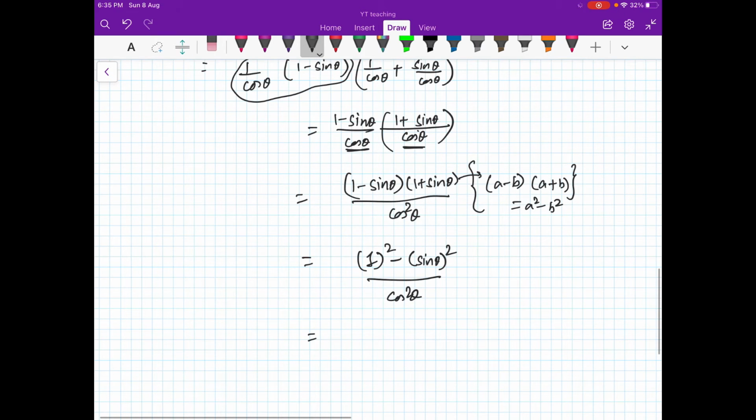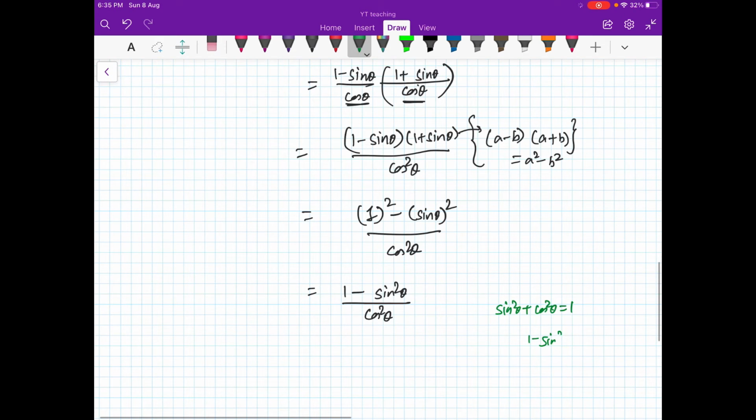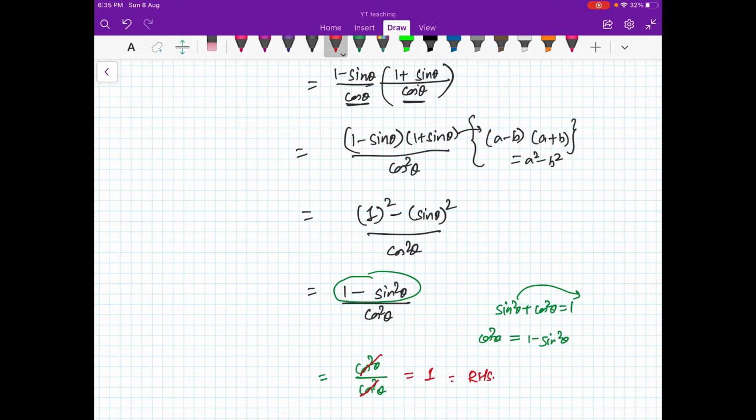So this is equal to 1 minus sine square theta upon cos square theta. Now can you think of an identity which we can use here? You see, I already told you that sine square theta plus cos square theta is 1. So it means that 1 minus sine square theta, if I bring sine square on the other side, is equal to cos square theta. So in the numerator you will have cos square theta, and in the denominator you have cos square theta. This and this cancel, so you get 1, which is equal to the right hand side. So we just proved what is asked, right?